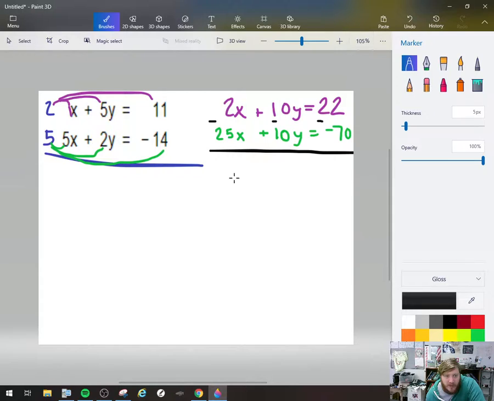2x minus 25x is negative 23x. 23, good age. I liked my age when I was 23. 10y minus 10y, gone. 22 minus negative 70. That's the same as plus, right? So this is 92. Divide both sides. 92 divided by negative 23 is 4. Nope, is negative 4.